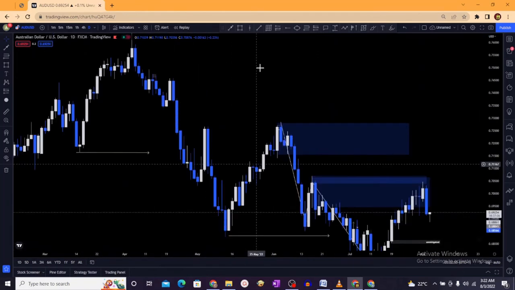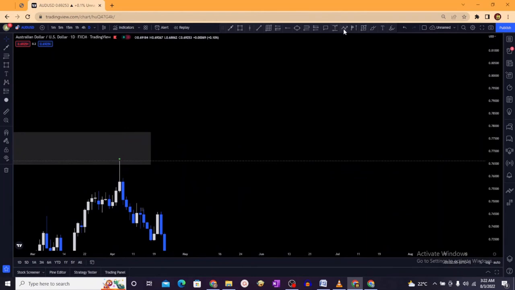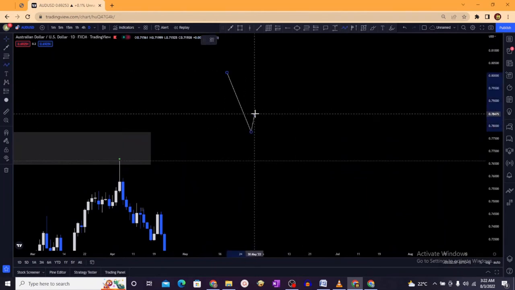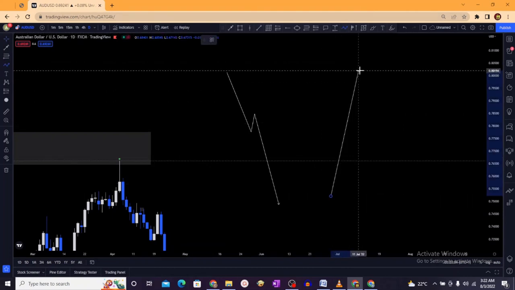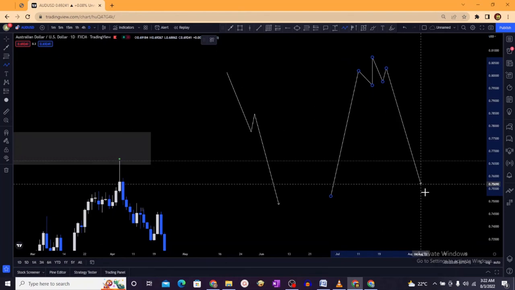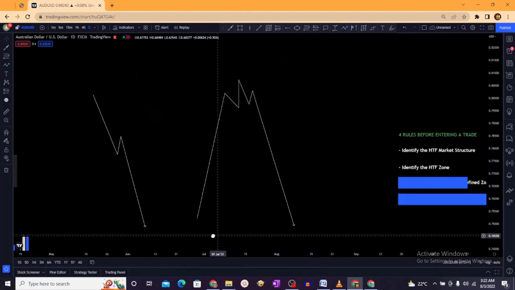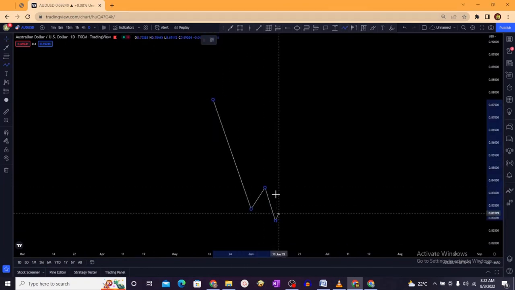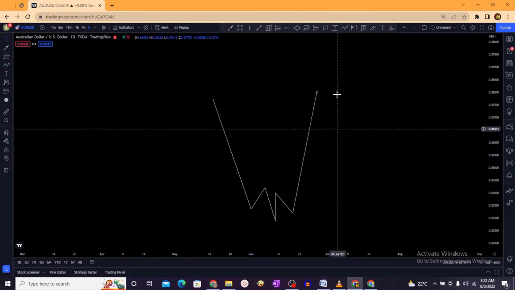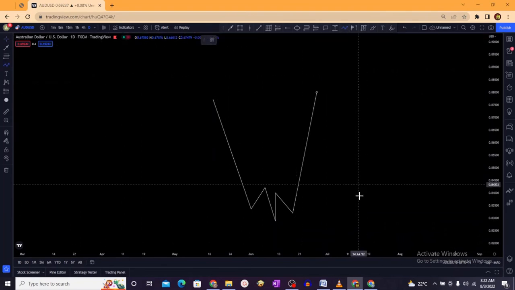We have different types of zones. We have the drop, base, drop, that's for supply zones. We have the rally, base, drop, this is also for supply. Then for demand zones, we have what? Drop, base, rally, and we have the rally, base, rally.